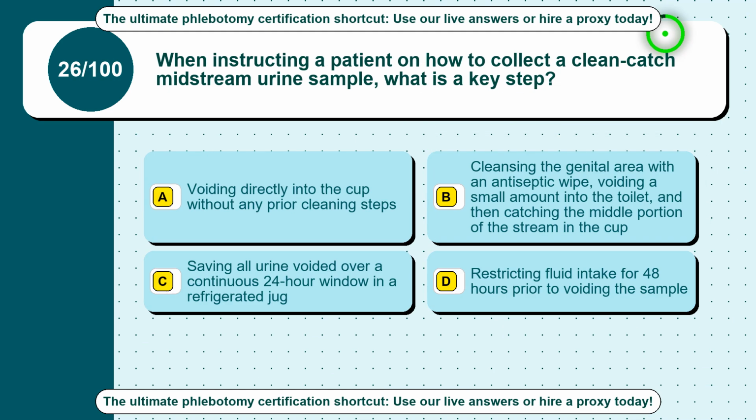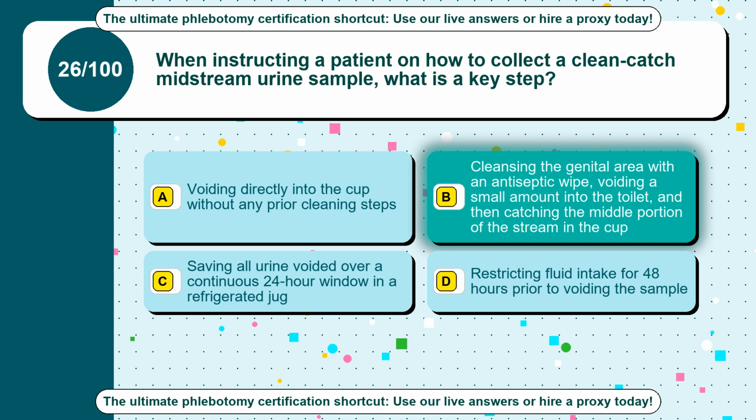Question 26. When instructing a patient on how to collect a clean catch midstream urine sample, what is a key step? Option A. Voiding directly into the cup without any prior cleaning steps. Option B. Cleansing the genital area with an antiseptic wipe, voiding a small amount into the toilet, and then catching the middle portion of the stream in the cup. Option C. Saving all urine voided over a continuous 24-hour window in a refrigerated jug. Option D. Restricting fluid intake for 48 hours prior to voiding the sample.